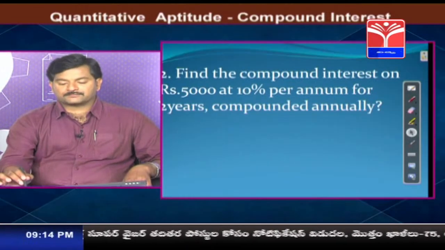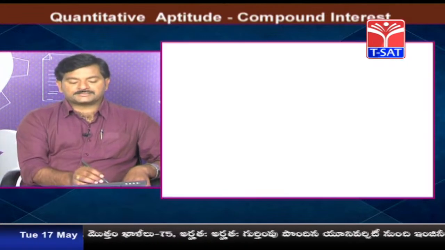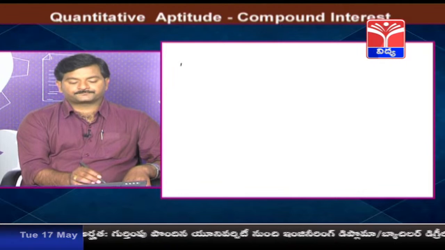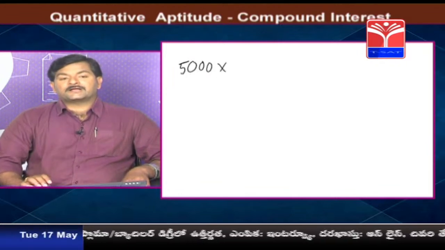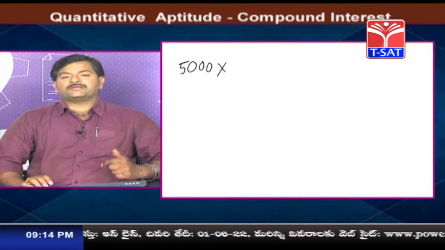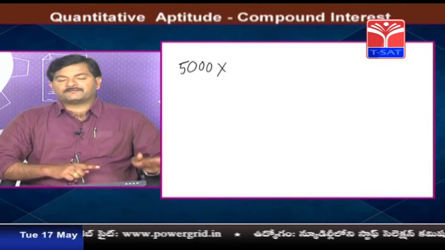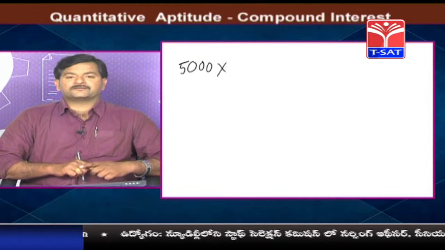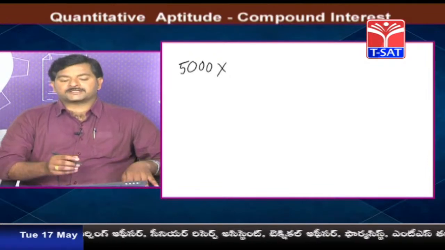Okay, and we'll take the values he has given. So the P value is 5,000. Rate of interest, how much is given? 10%. And he asked to find it for how many years? 2 years. Since 10% is the rate of interest, for every 100 rupees, 10 rupees is interest. What could be my amount? 100 plus 10, 110 percent.